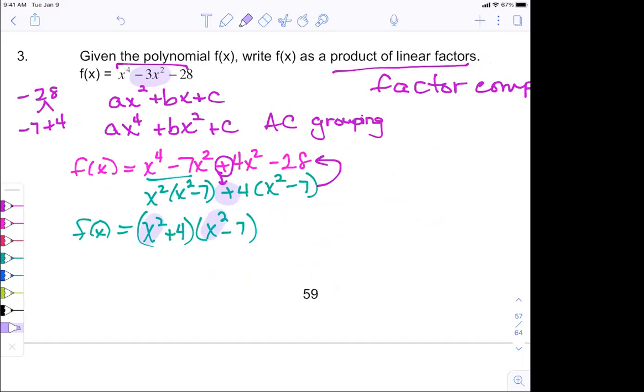So Peter, how could I take those two factors and try and break them down further so that I can find all of the factors to this problem? You'd set each of the parentheses equal to 0. Yeah. So set them equal to 0. And then, Peter, what values do you get when you solve for them? You get x is equal to plus or minus 2i, and then x is equal to plus or minus square root of 7. Excellent.